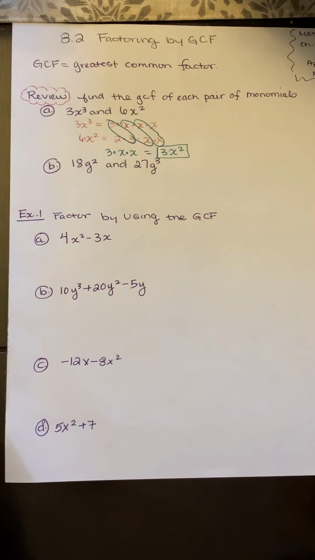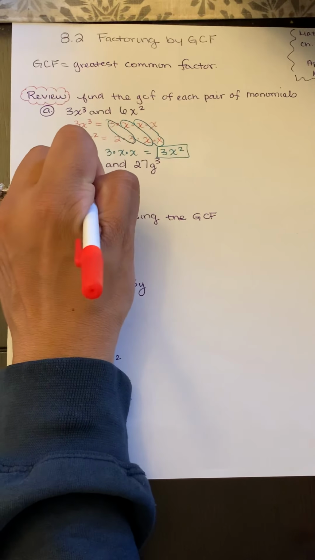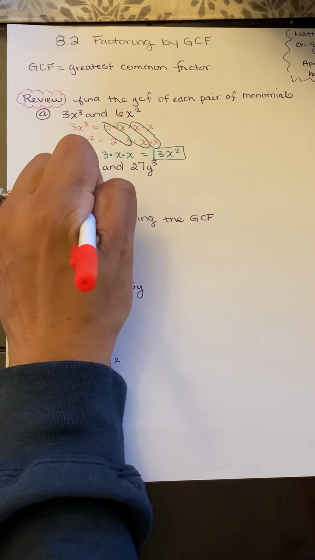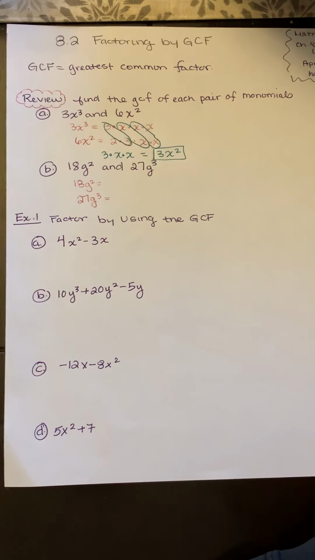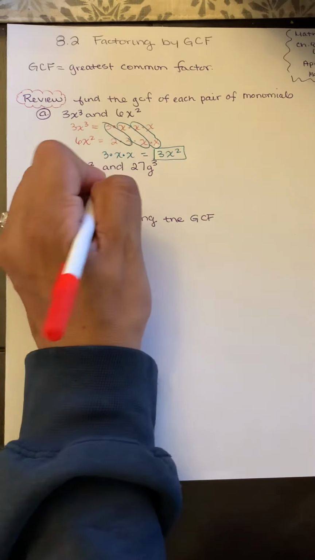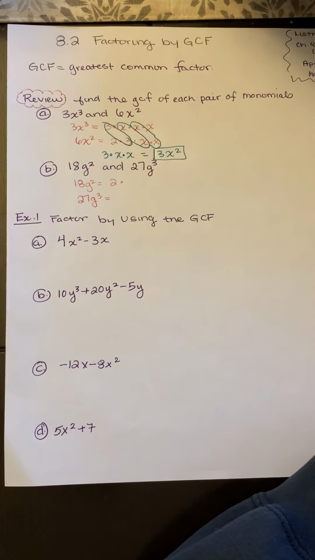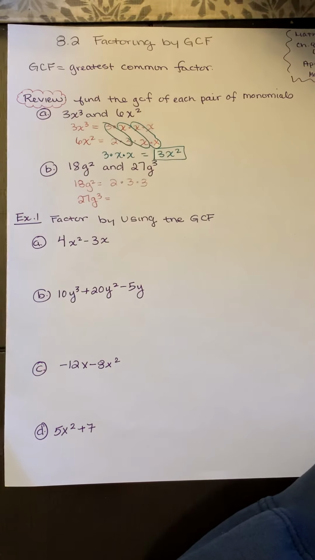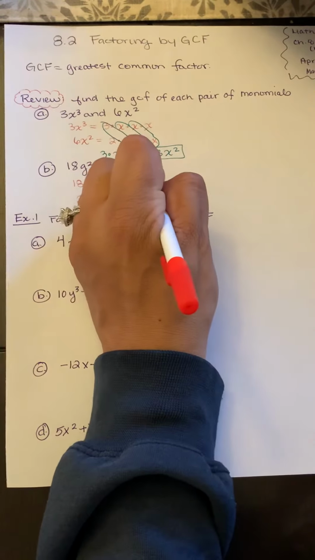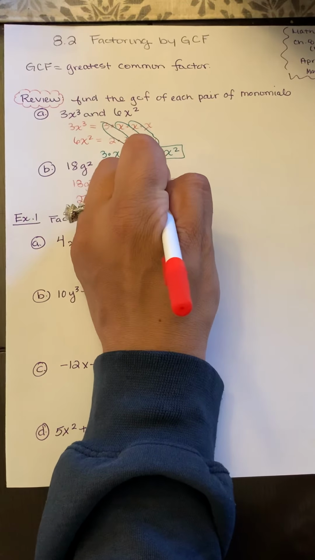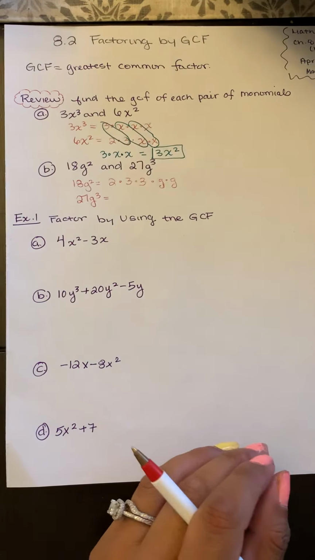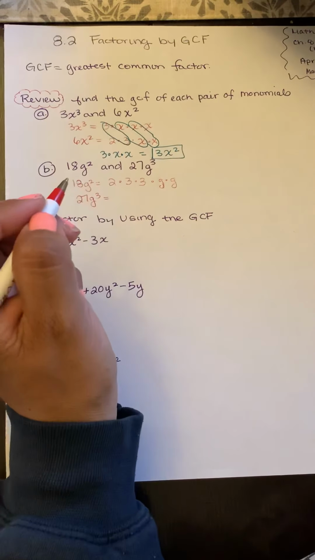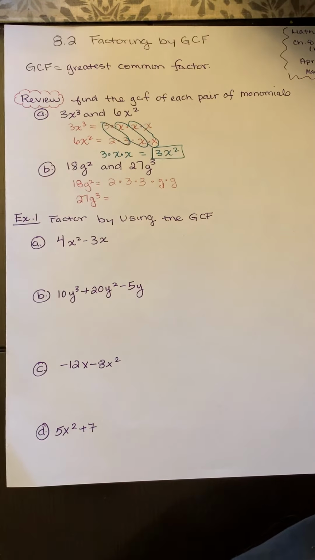So I'm going to rewrite 18g squared and 27g cubed. Again, I'm looking at what numbers I can break down. 18: 2 times 9 is 18, but I'm thinking of 9. I can actually break 9 down into 3 and 3. 3 times 3 is 9. And g squared says I have 2 g's. Okay, 27. 27 is 3 times 9.